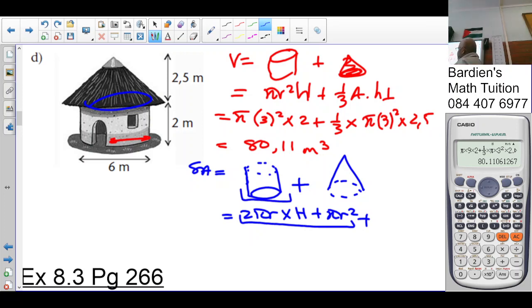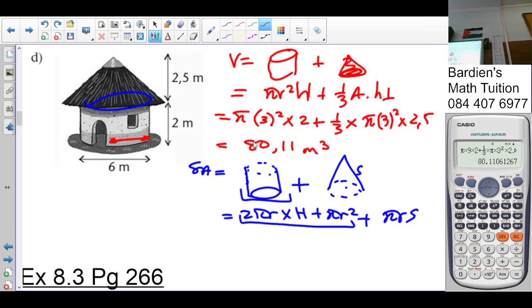For the cone, how do you calculate the area of a cone? It's pi r s, which is your slanted height, plus the area of that base, which is pi r squared. But I'm not going to consider that. Why? Because it's connected. So it's not on the outside, not the external or the surface area. It does not form part of that thing.